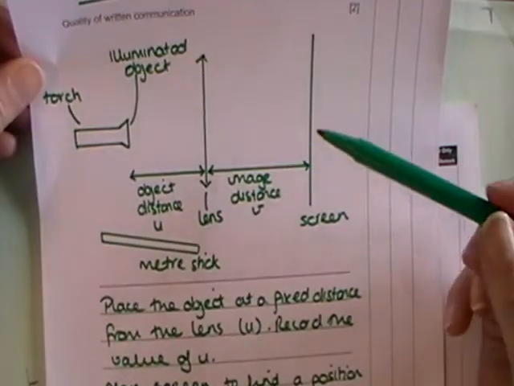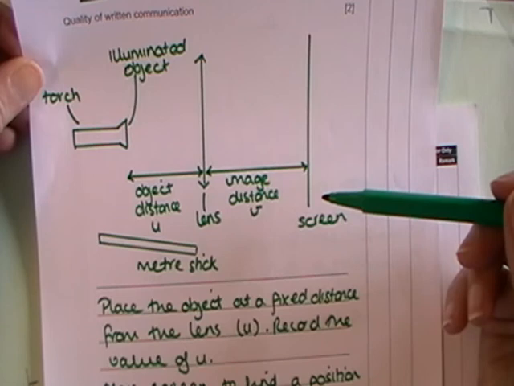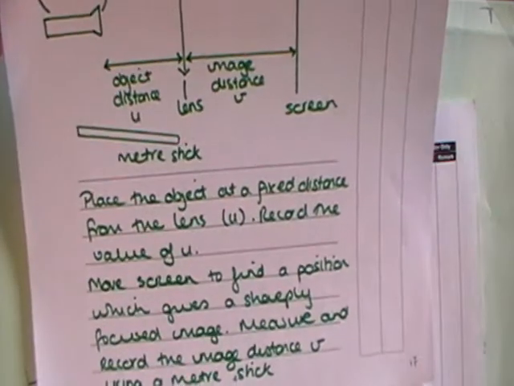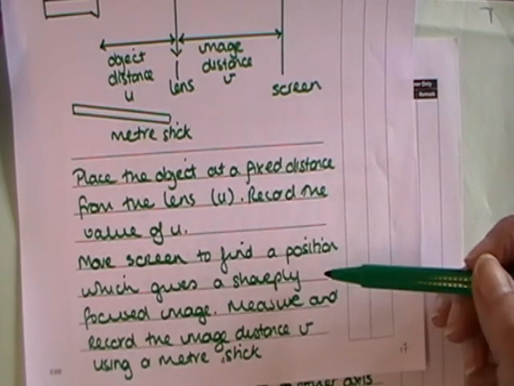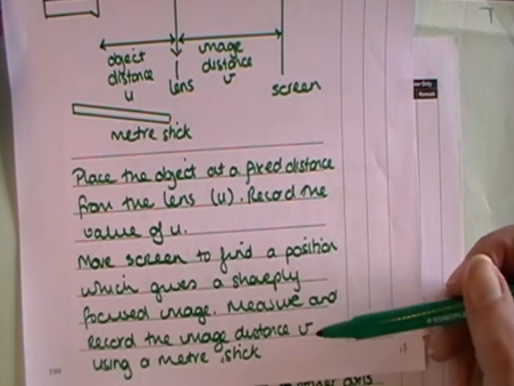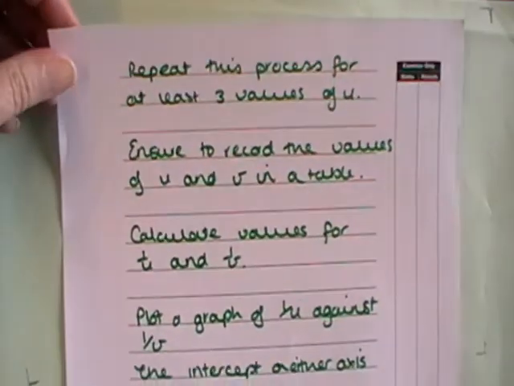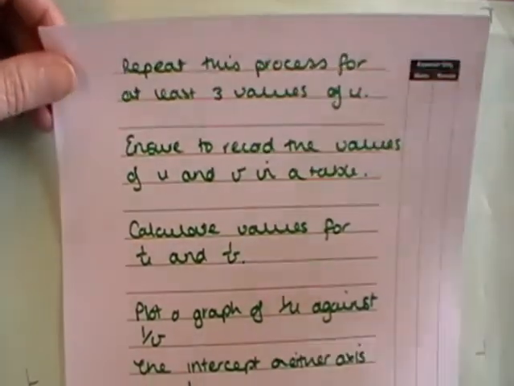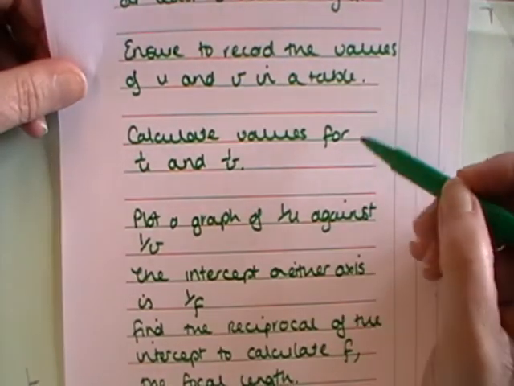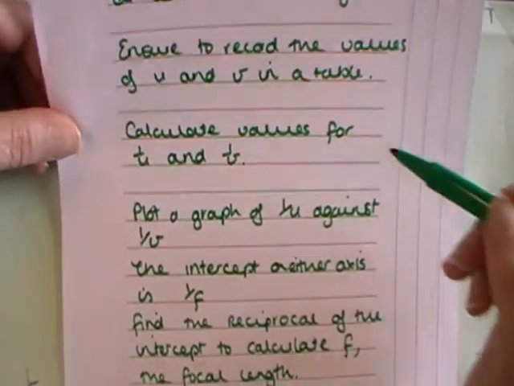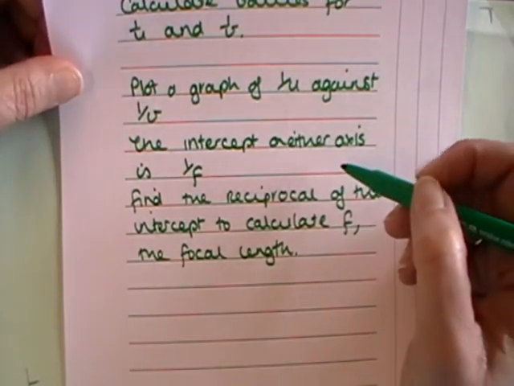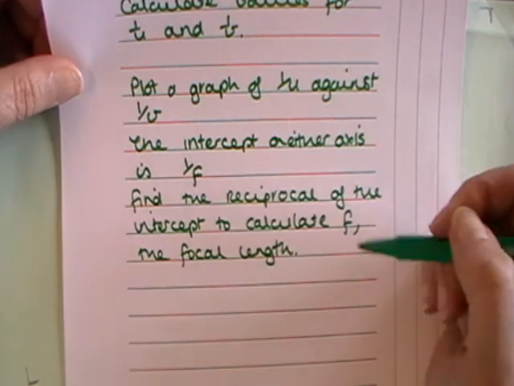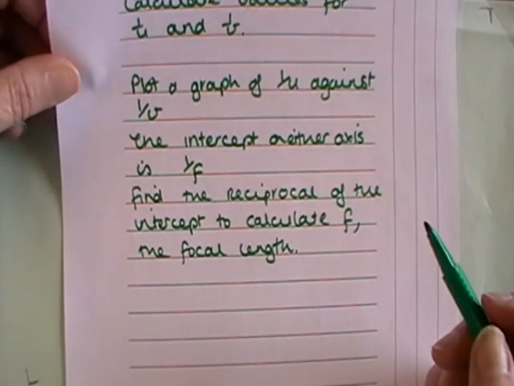So overall in that question again, we had to describe an experiment. We have a fully labelled diagram of the apparatus we're going to use. We have the method whereby we place the object at a fixed distance, move the screen to find a position which gives a sharply focused image, and measure u and v and record them. And repeat this process for at least 3 values of u. Record u and v in a table, calculate values of 1 over u and 1 over v, plot a graph of 1 over u against 1 over v where the intercept on either axis will give us 1 over f. We then find the reciprocal to calculate f, which is the focal length.